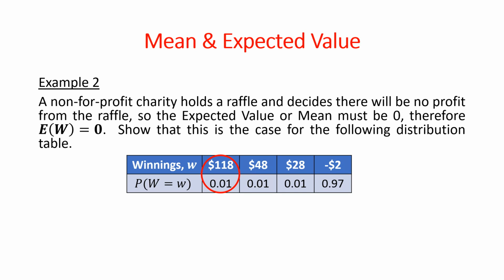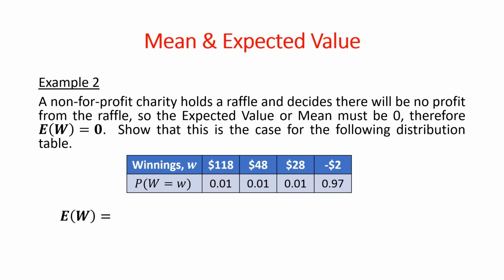This must be first prize. They've paid their $2 for the ticket, so I assume the first prize is $120. And they lose their $2 ticket, but they win first prize to get a total winnings of $118. The probability of this happening is 0.01, so 1% happens. This is probably second prize, $50 minus the $2 ticket, so the winnings is $48. And this is third prize, probably $30 minus $2 means their winnings is $28.